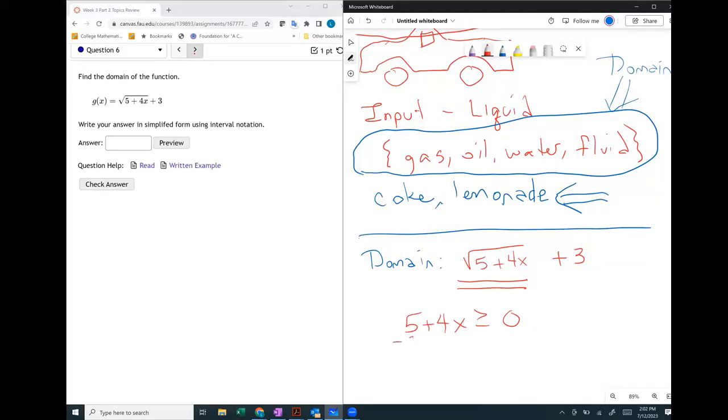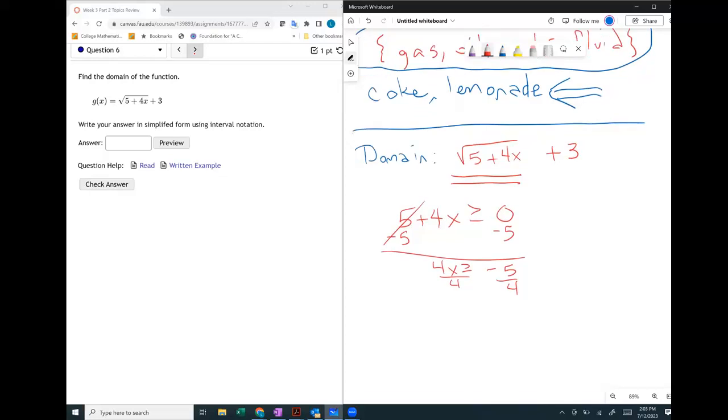So I subtract 5 from both sides, and I get 4x is greater than or equal to negative 5, and I divide both sides by 4, and I get x has to be greater than or equal to negative 5/4, right? That's my domain. Because once I can take the square root of a value, I'm in good shape because I can always add 3 to that. So my domain would be, let's look.